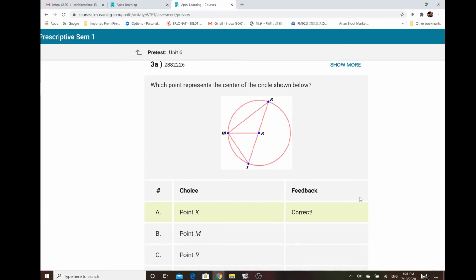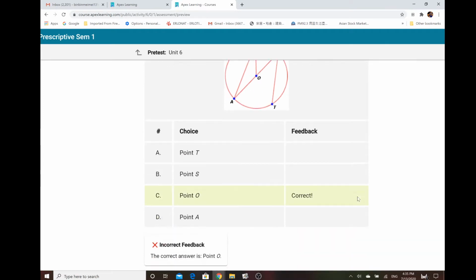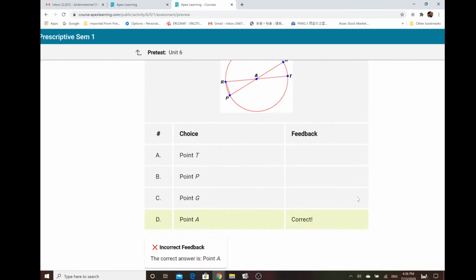And which point represents the center of the circle shown below? The center is always right in the middle of the circle. So it's point K. Okay, so this one's point O. And here's point A.